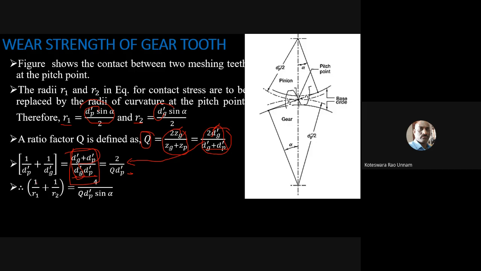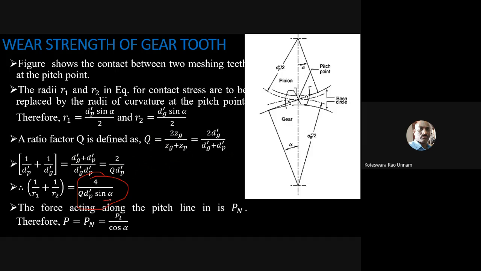So therefore your 1 by r1 plus 1 by r2. Here dp is there. If I divide this by 2, I'll get the radii; we have an expression for radii r1 and r2 also here. So if I substitute these two into this, and it is further simplified, then you can write 1 by r1 plus 1 by r2 for the meshing of a gear tooth as 4 divided by q dp dash sin alpha.